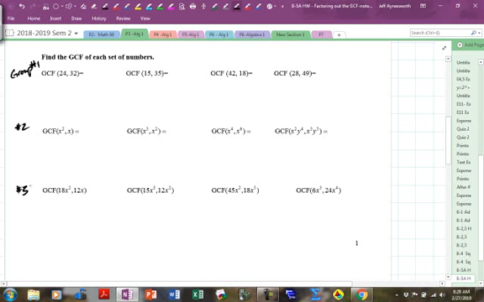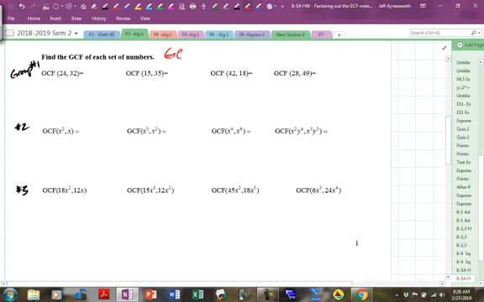And notice that they're all different. Group 1 deals with only constants or real numbers. Group 2 deals with variables with no constants. And group 3 is a combination of the two. So we're building up skills. So the first thing we're going to do is write the factor pairs for 24 and 32 to find the greatest common factor.